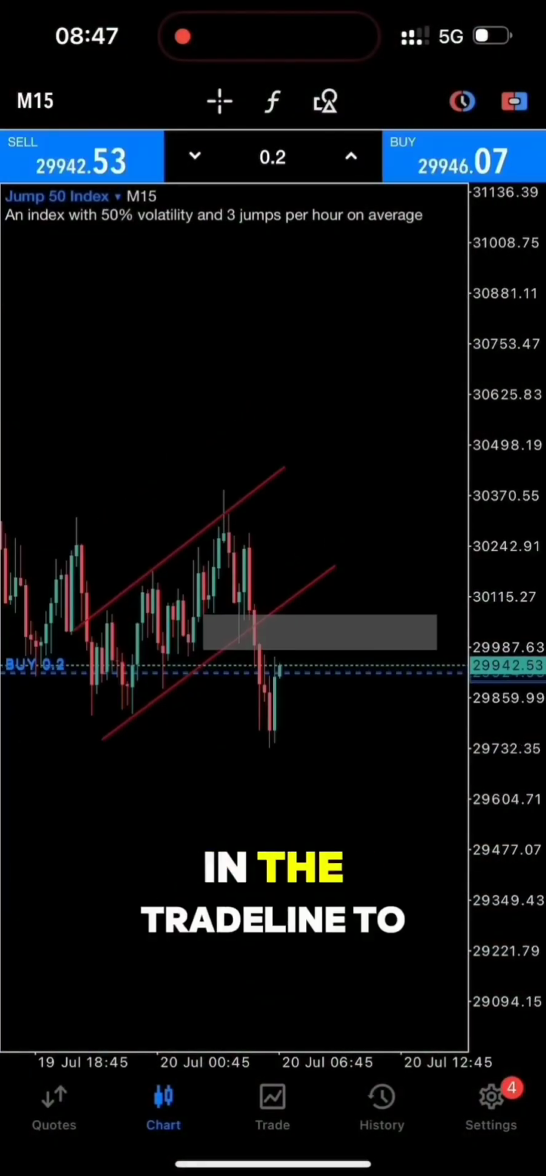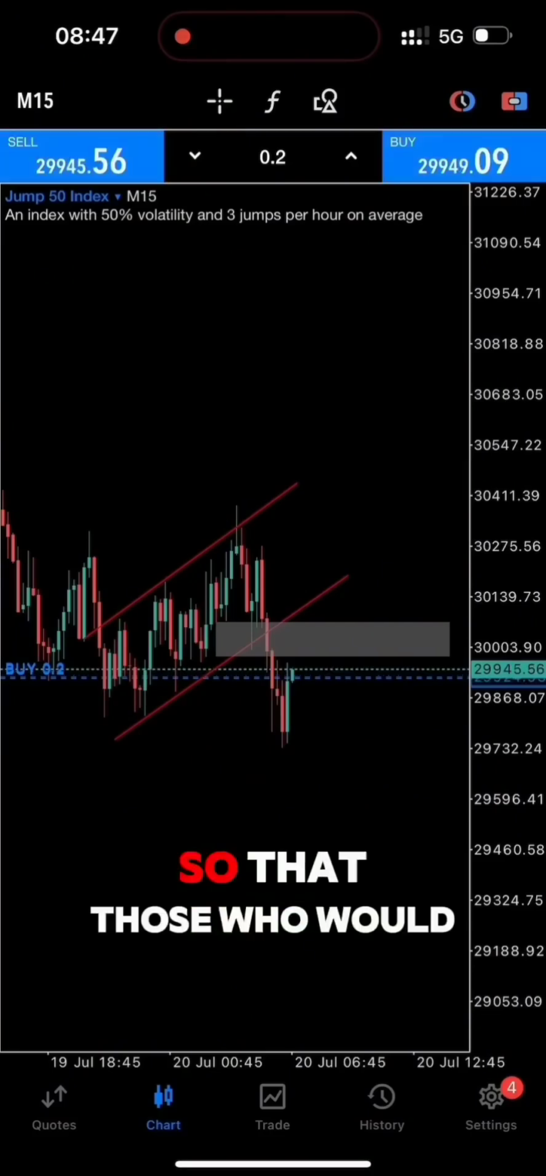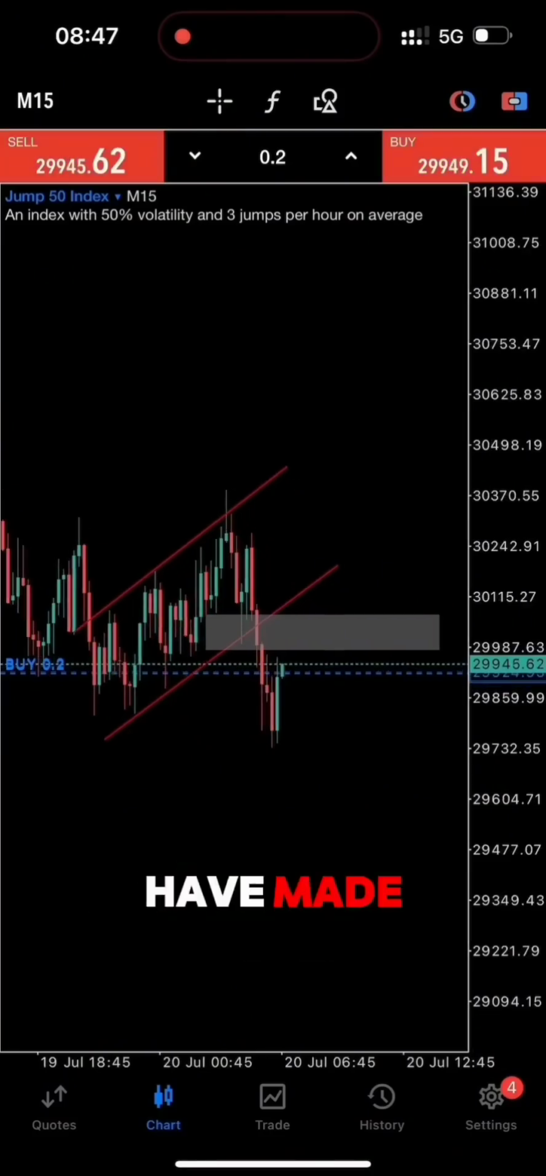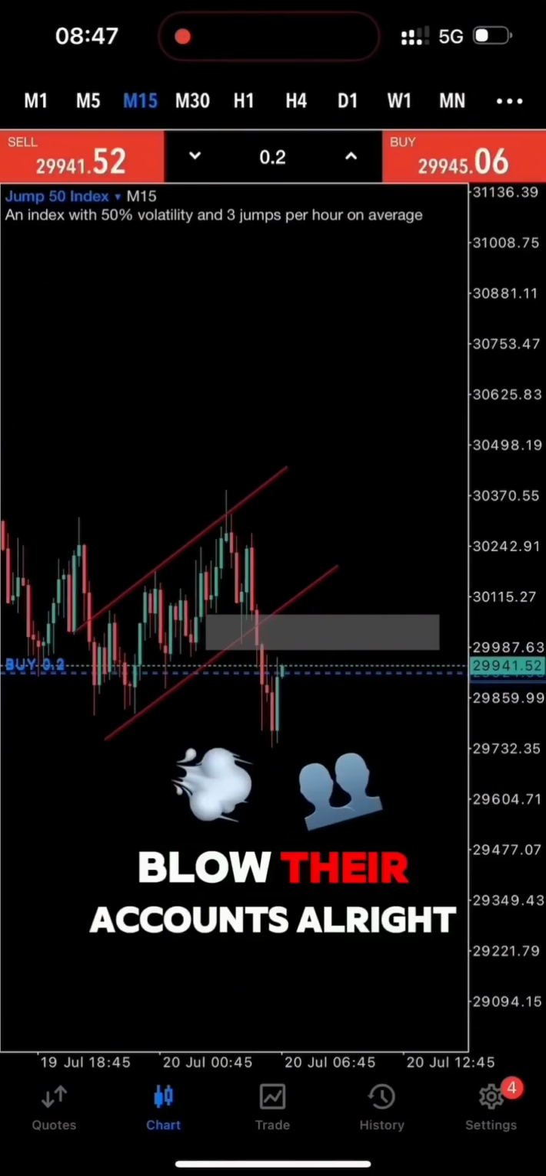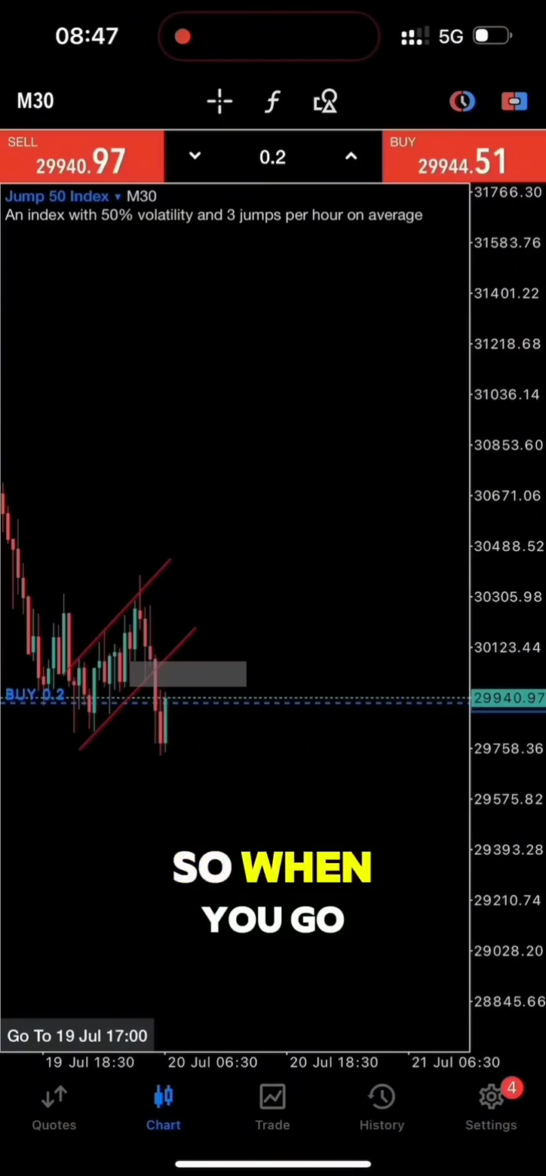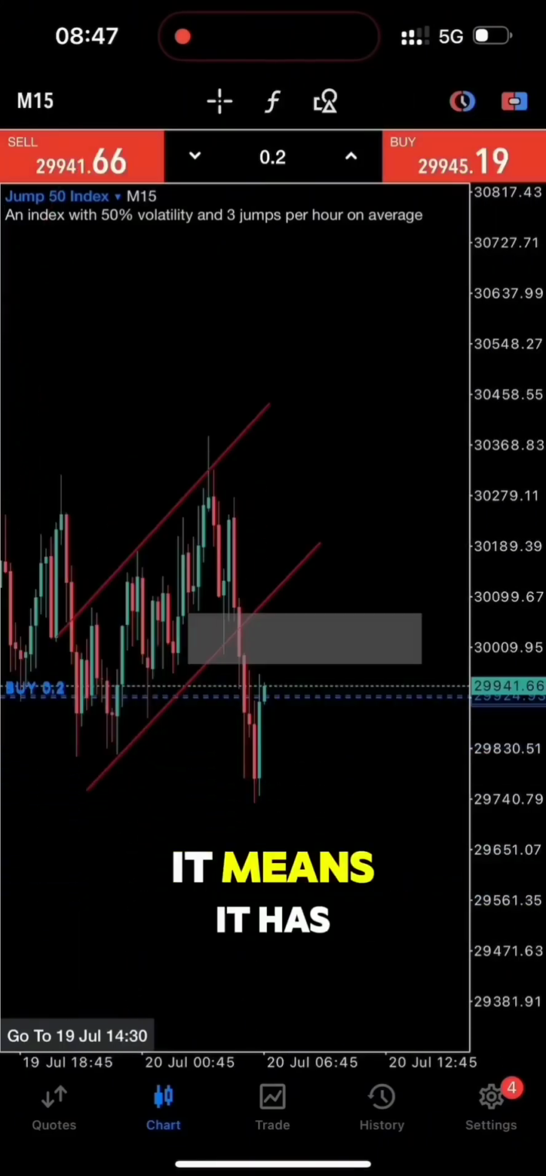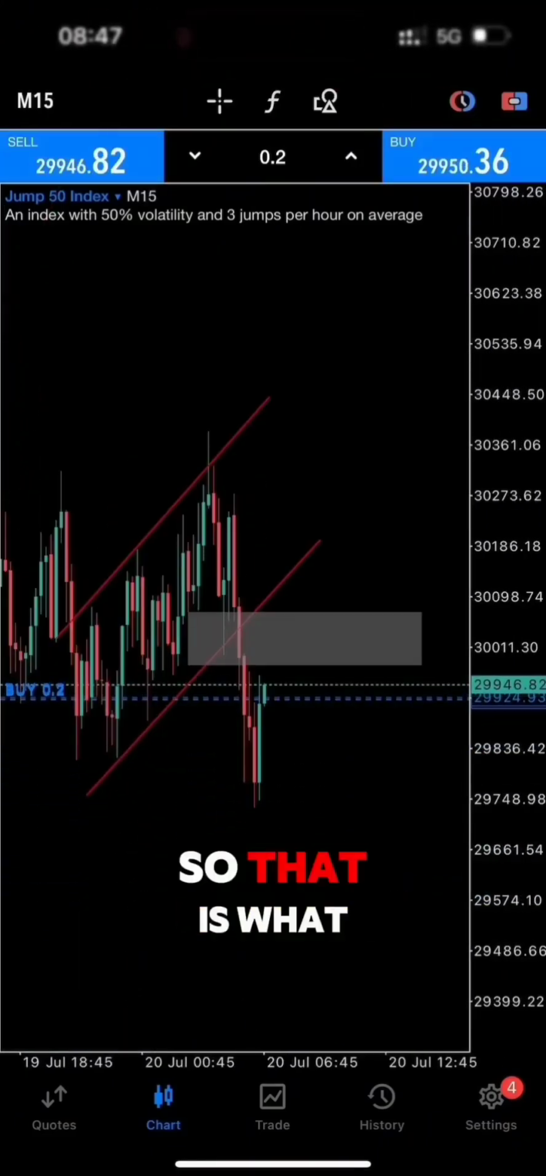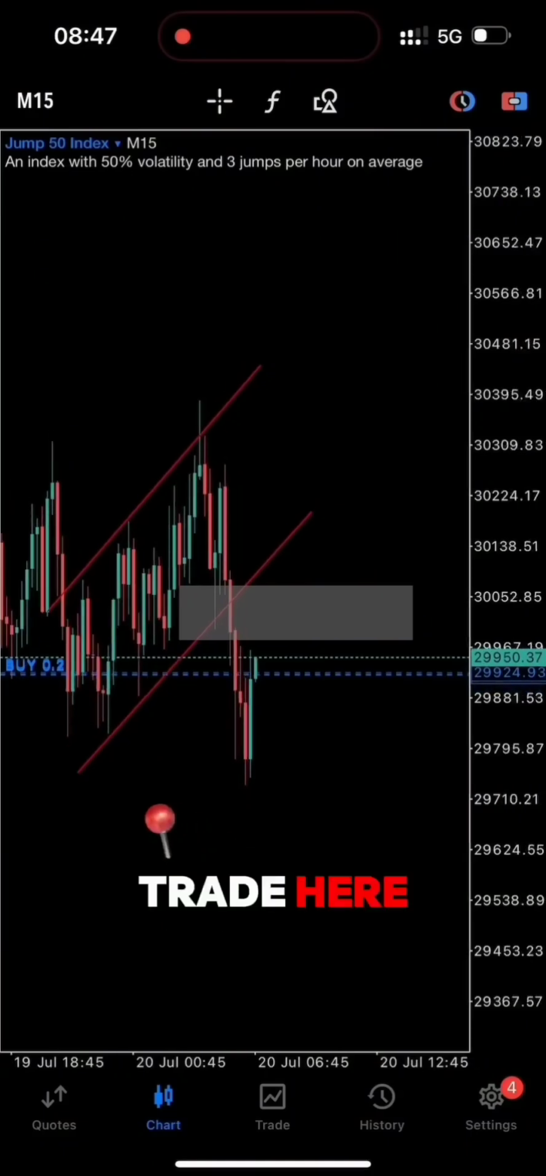Let's win together. So I know it's going to go back in the trend line to make a fake out, so that those who would have made an early sale would blow their accounts. All right, so when you go to the higher time frame, it means it has to come back up. So that is what we are going to trade here.